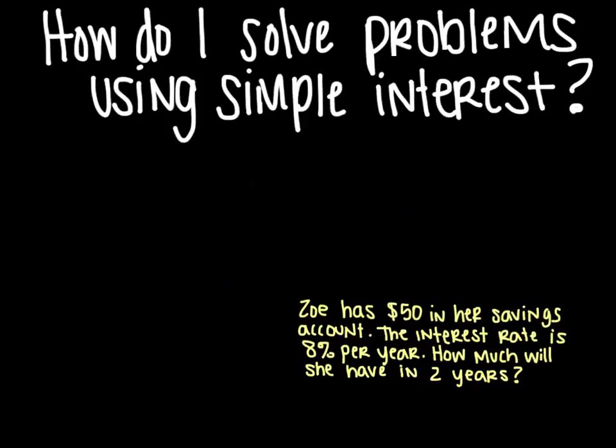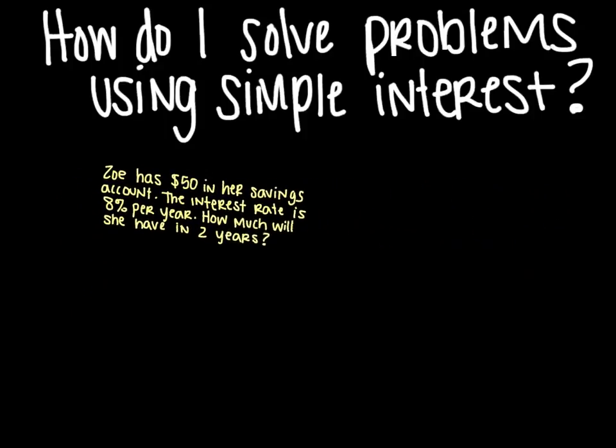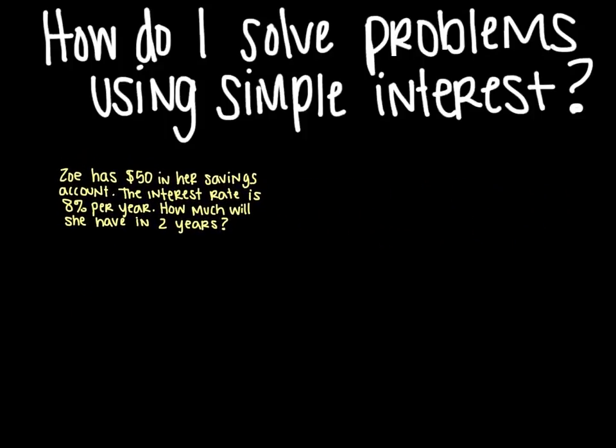So how do I solve problems using simple interest? Here's a problem, so make sure you get this down. Zoe has $50 in her savings account. The interest rate is 8% per year. How much will she have in 2 years? So how much money will she have, not just the interest? So we have to find her balance and the interest. So we're going to use those formulas.